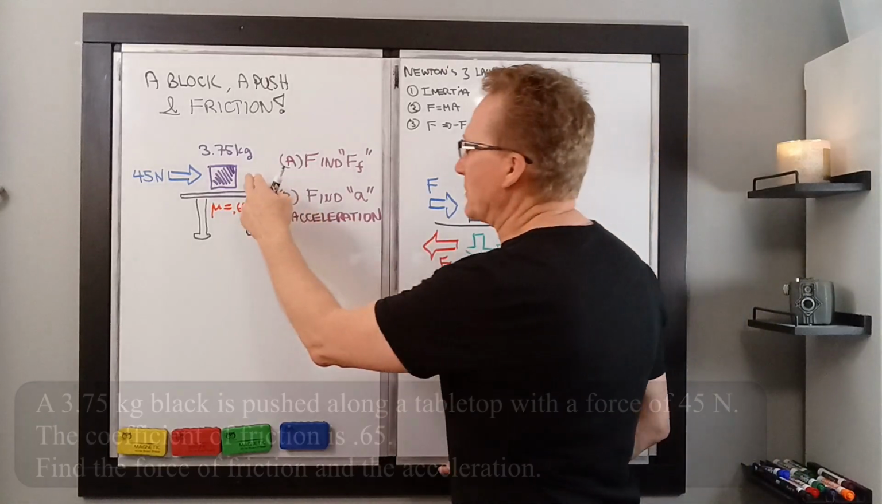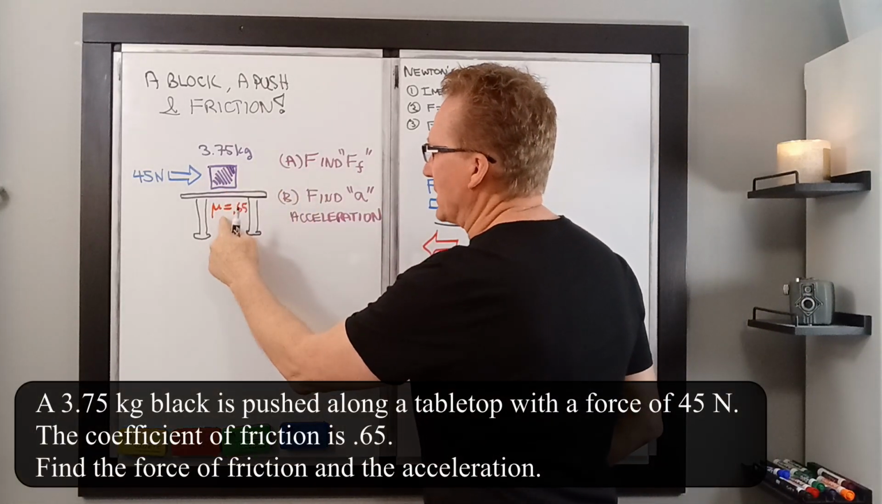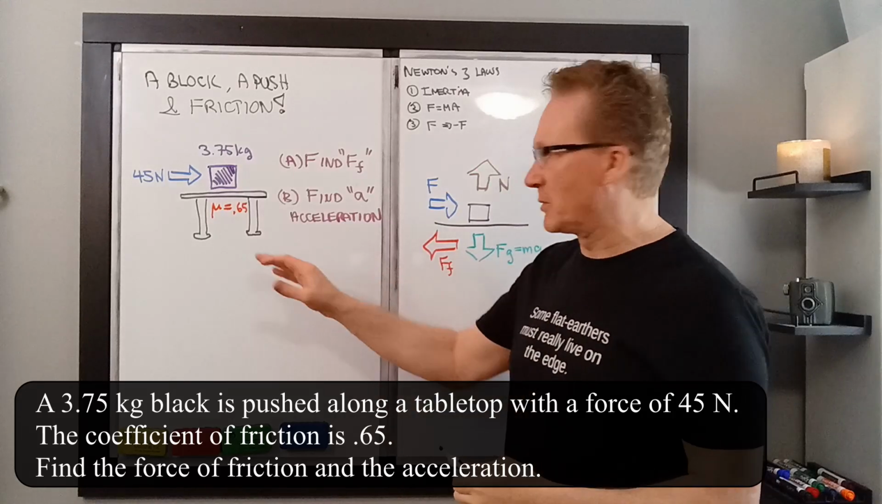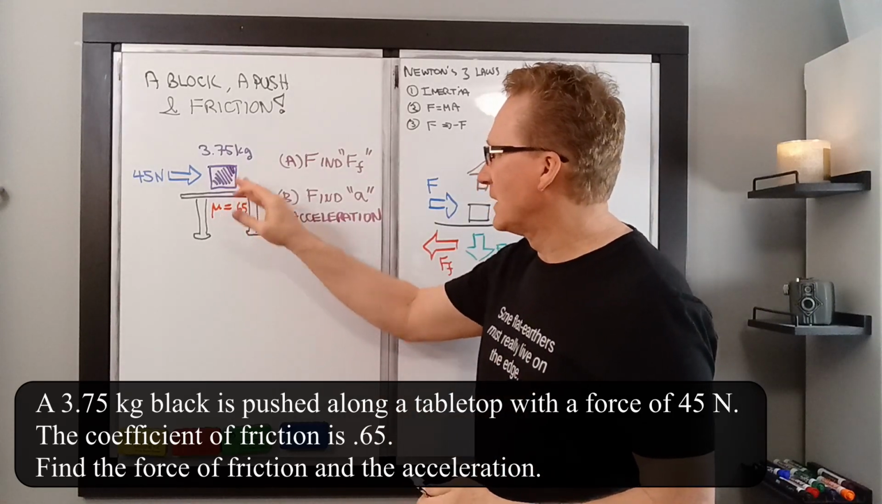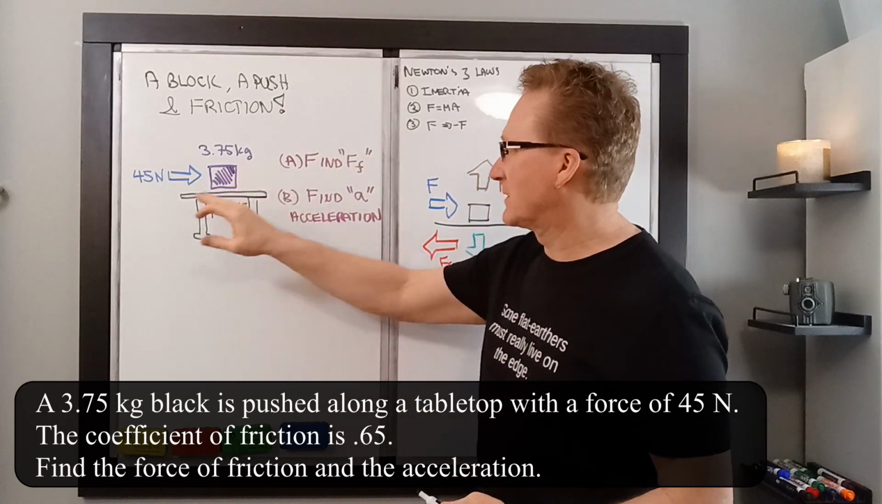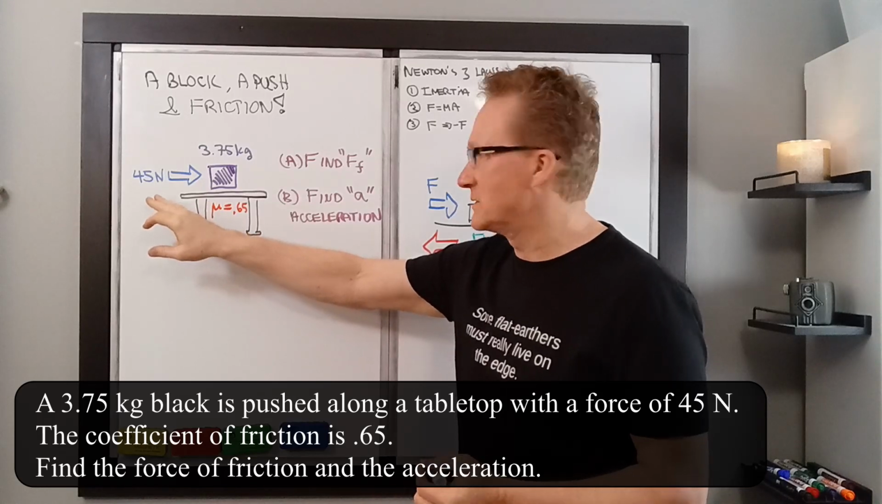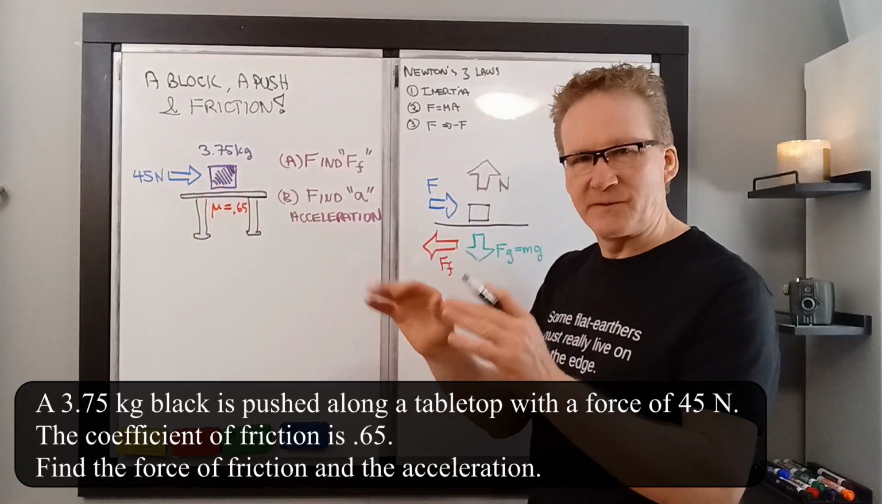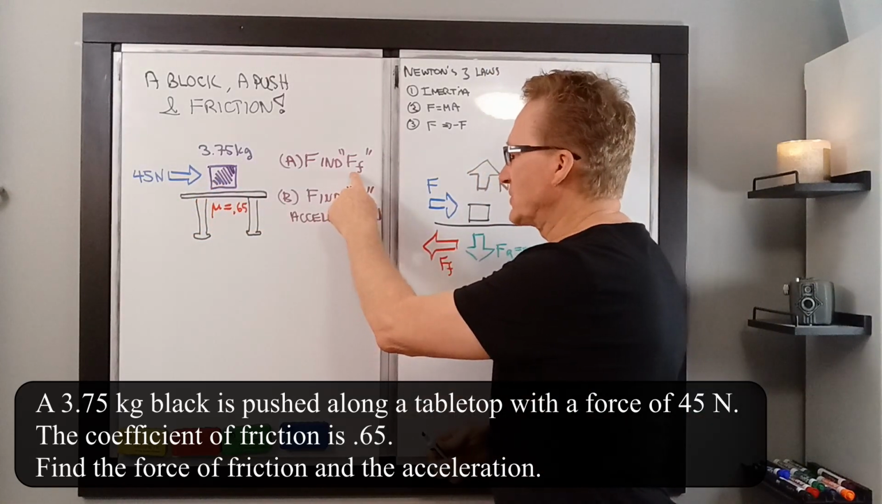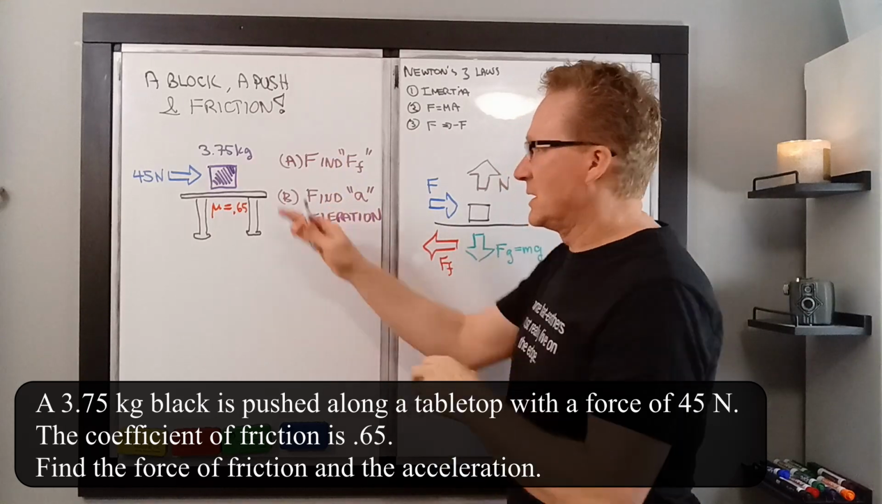So here we have a block sitting on a table, and the table has a coefficient of friction between the table and the block of 0.65. And the block weighs 3.75 kilograms, and a force of 45 newtons is being applied to the block. We're supposed to find two things. First of all, the force of friction, and then find the acceleration of the block.